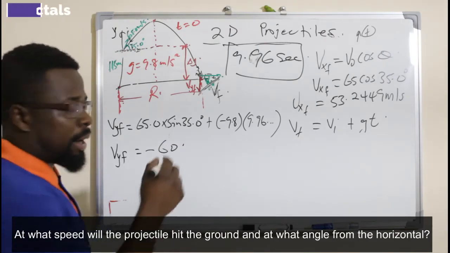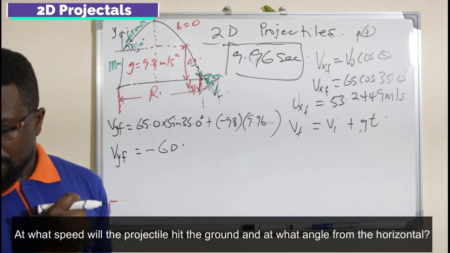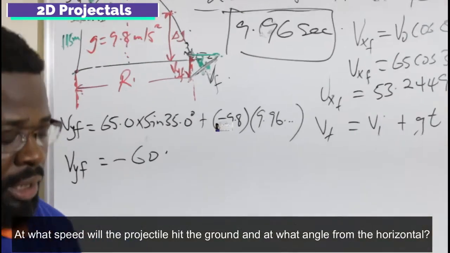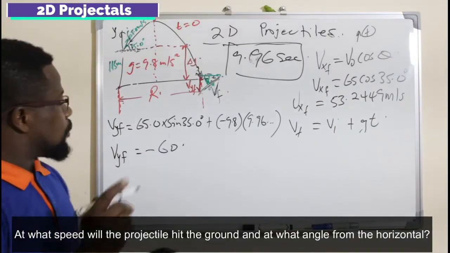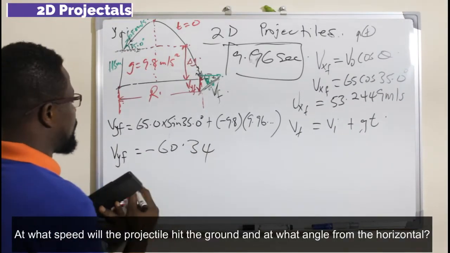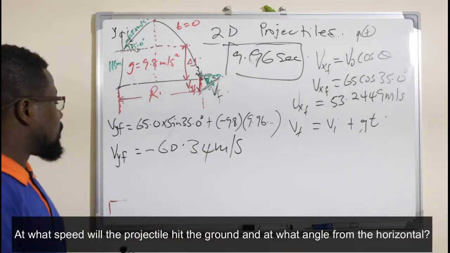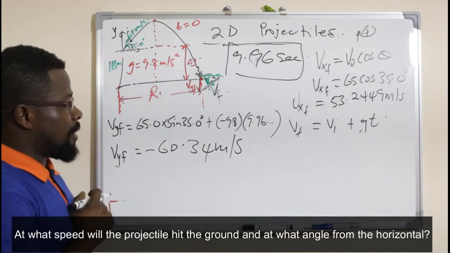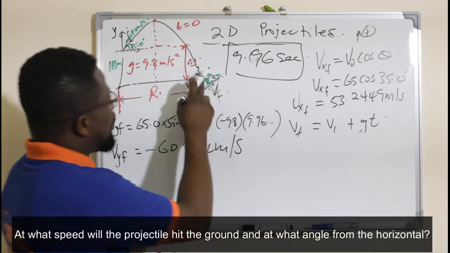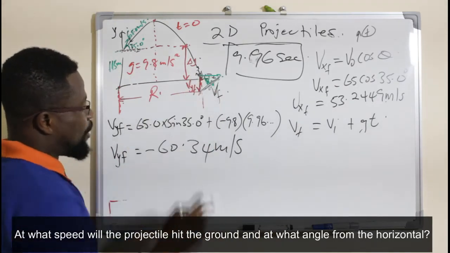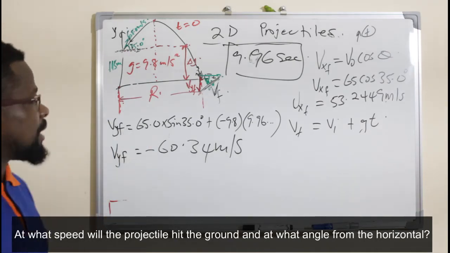Let's see, negative 60, punch it into the calculator. Okay, let me do that quickly and see. Alright, cool. We have negative 60.34 meters per second, and that has become the VYF. And we have already found the VXF, which is here. So now we found the X component, we found the Y component. I need to draw a vector diagram and do the calculation.